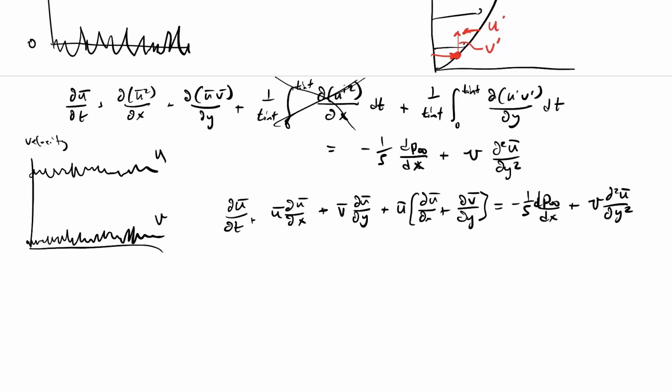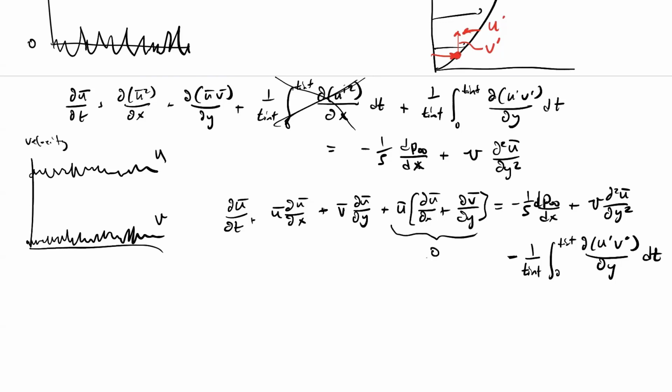And then we'll bring the last integral over to the right-hand side, which means we're subtracting it. So that's minus 1 over t int of the integral 0 to t int d u prime v prime dy with respect to time. Okay, so just rewriting that to point out that we've collected things together. If you look at this long enough, you can see what we did here: we just collected some terms together.